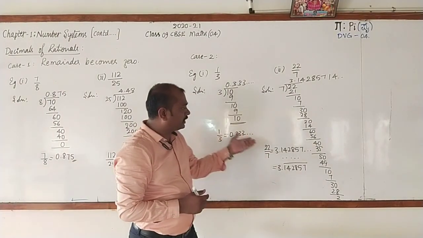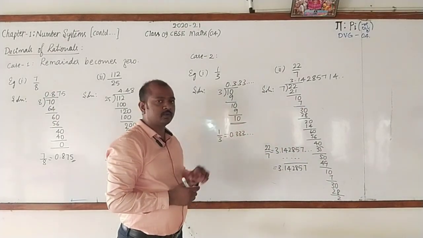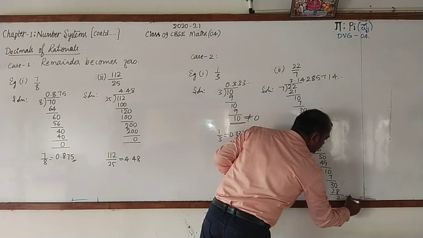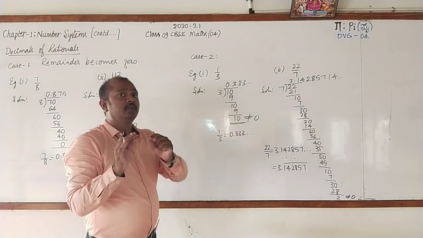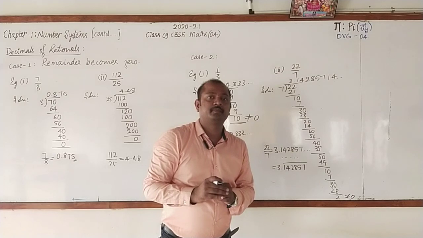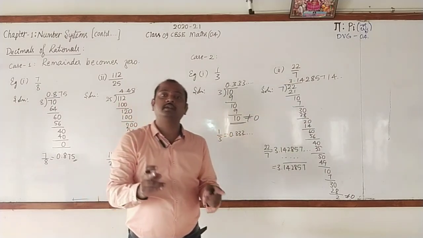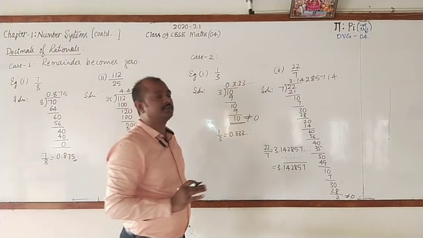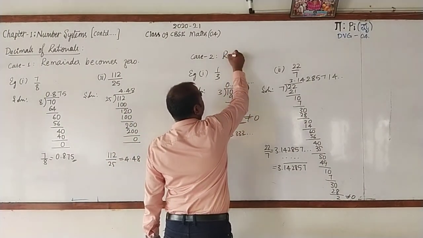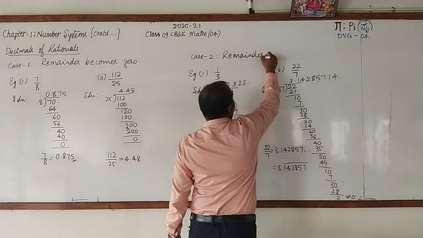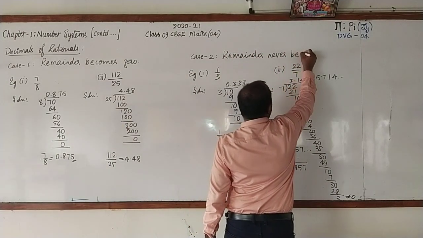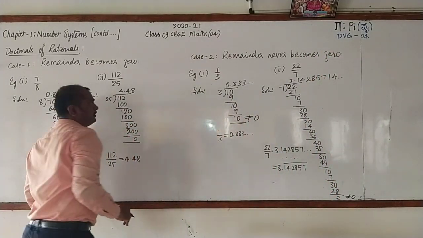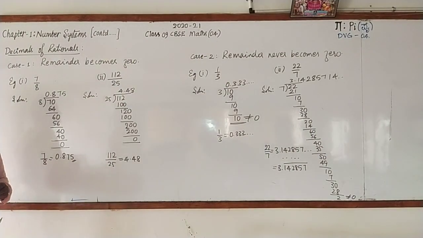But what I have observed, the remainder what we have got, is it equal to 0? No. 10 is not equal to 0. 2 is not equal to 0. So if the decimal expansion of a rational number is non-terminating, recurring, then the remainder never becomes 0. This is the second condition. Remainder never becomes 0.